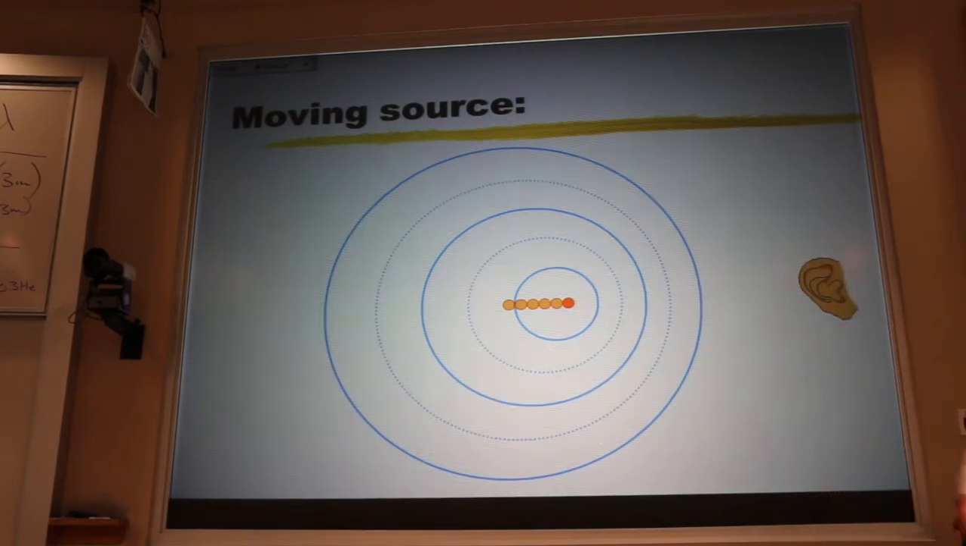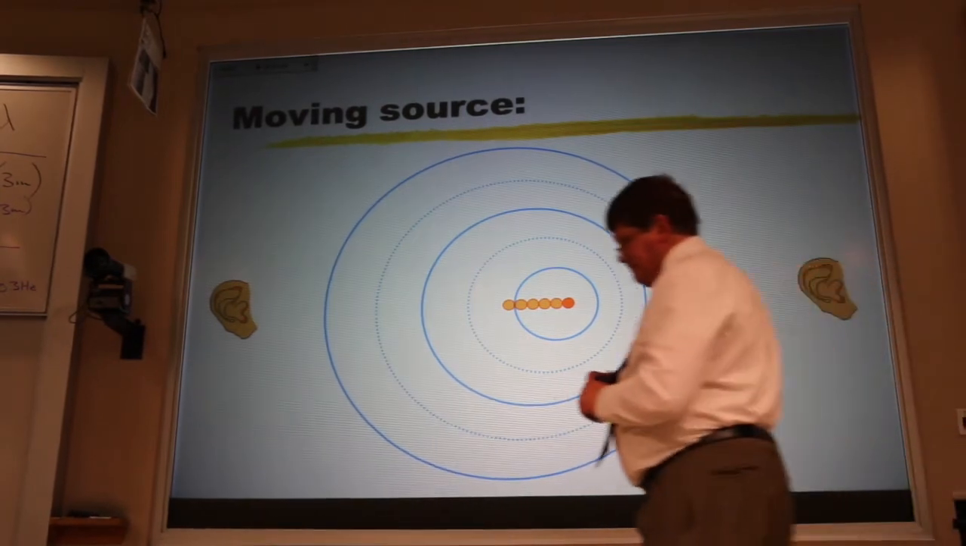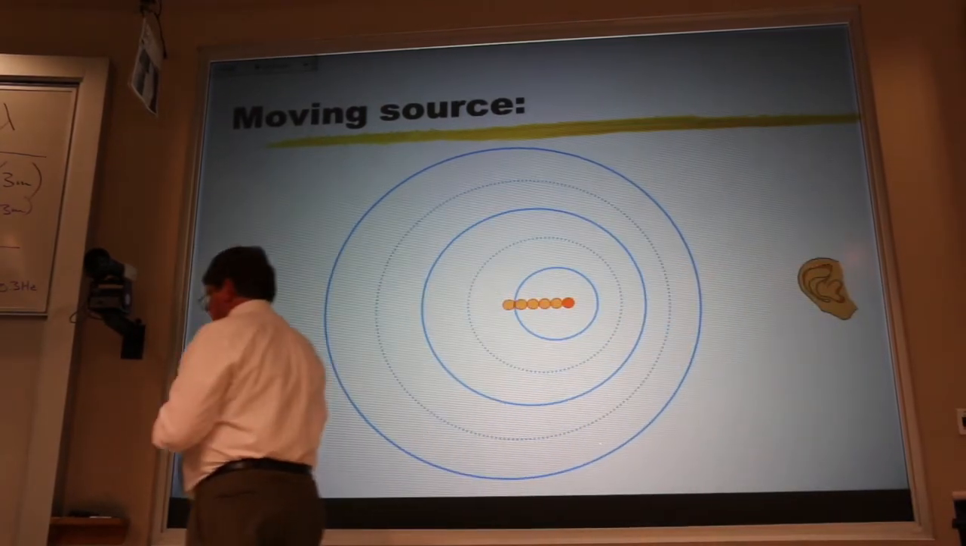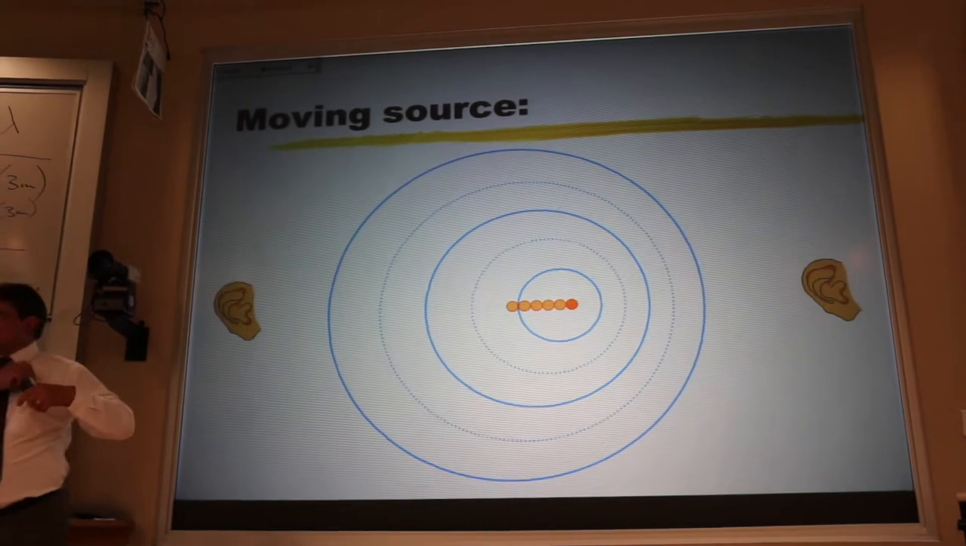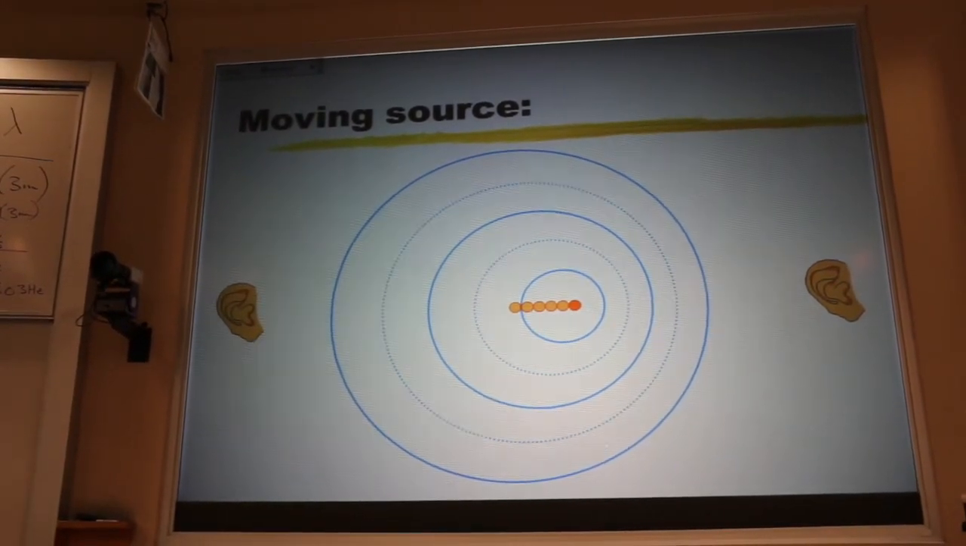Talk to your neighbor. See if your neighbor understands qualitatively this Doppler shift.